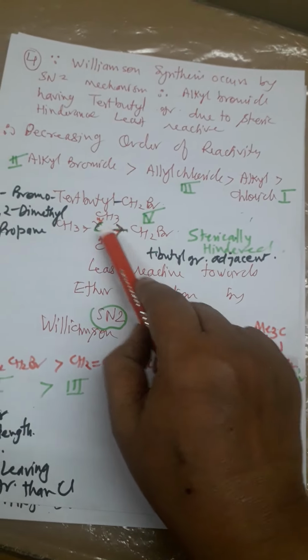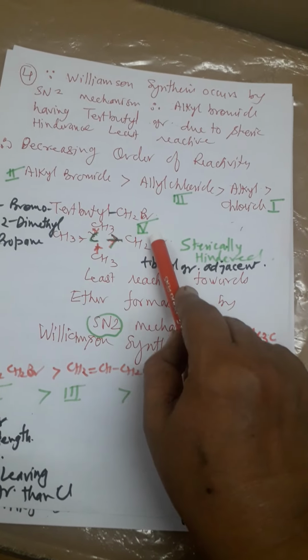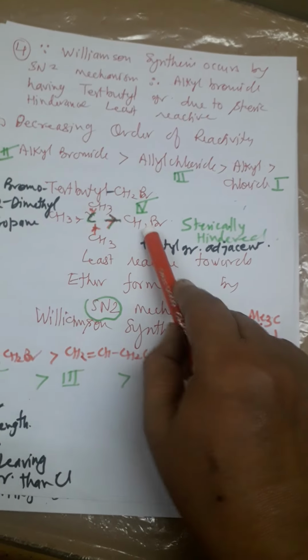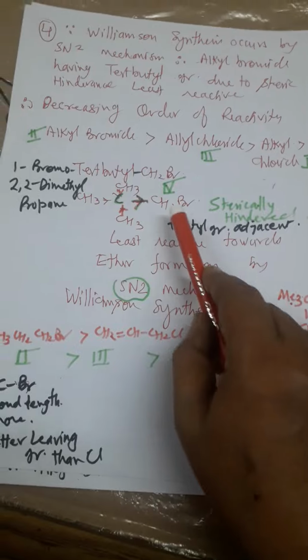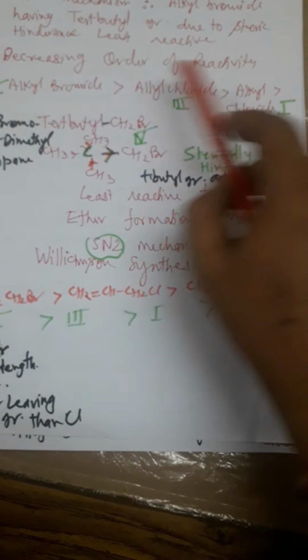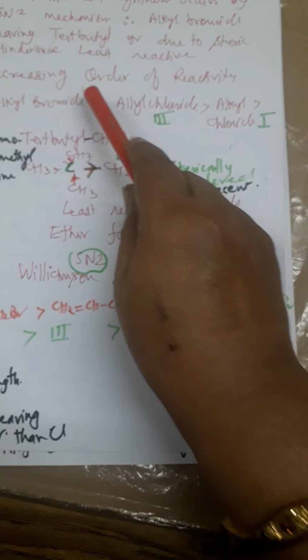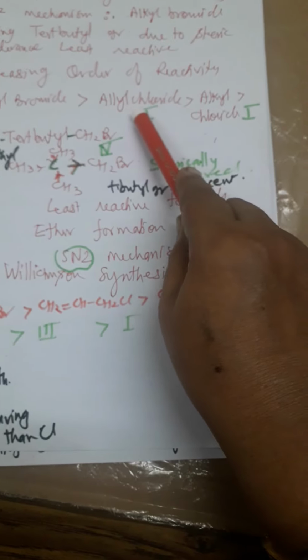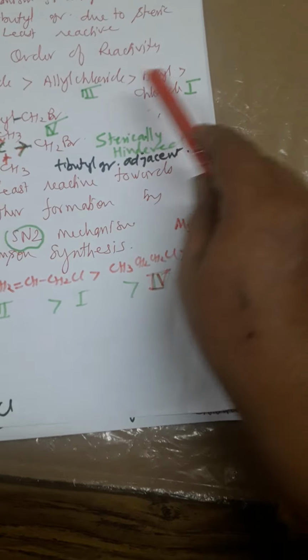This is having 1, 2, 3. What is the name of this compound? 1-Bromo-2,2-dimethylpropane. So this is least reactive. Clear? So the decreasing order of reactivity: alkyl bromide is most reactive, then allyl chloride, then alkyl chloride, and then tert-butyl bromide. If it is chloride, then also it will be least reactive.